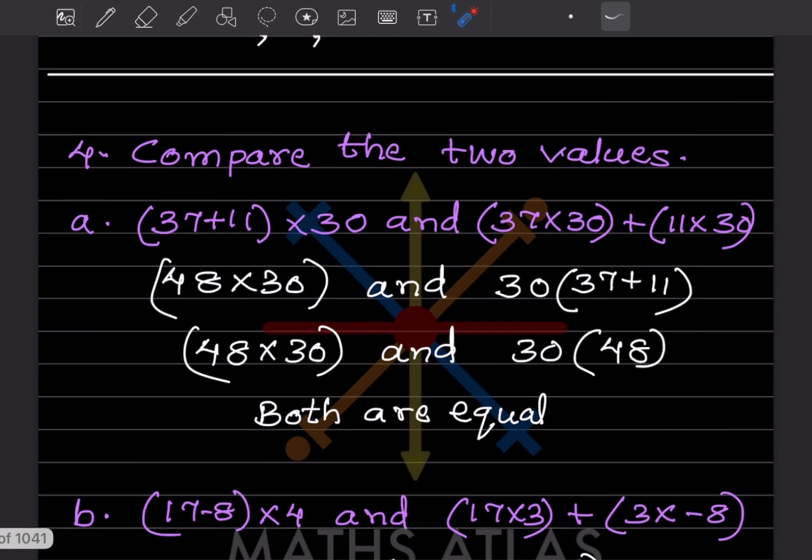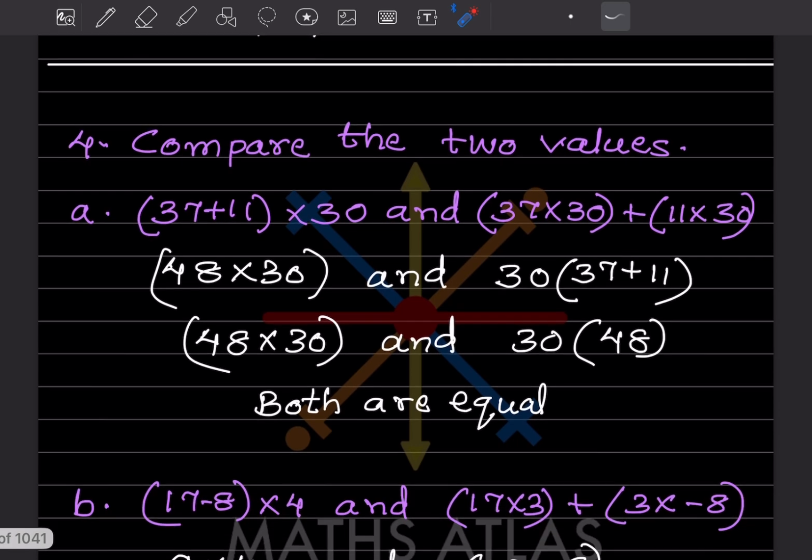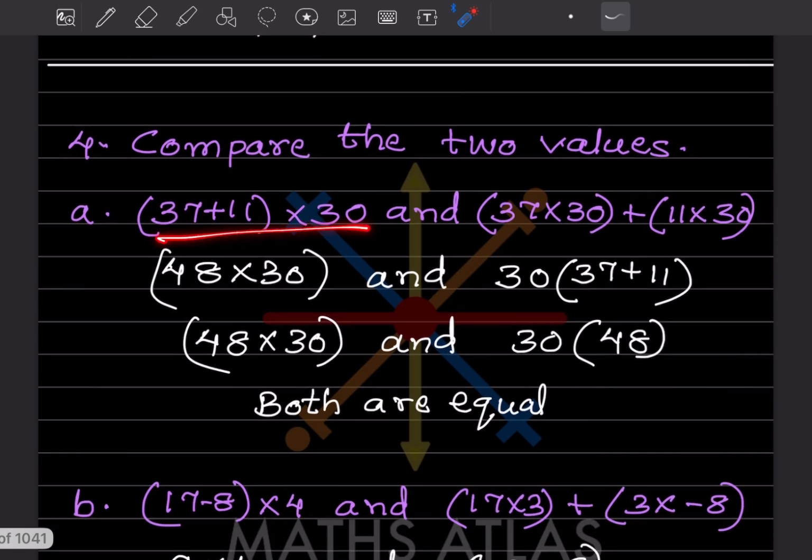Now here compare the two values. So now this is the first part, this is the second part. When you add this one, that is going to be 48 into 30, and from this one you can take, these are the two parts, so we can take 30 common, so remaining is 37 plus 11. This stays the same. So this will be 30 and this will be 48. Here there is a multiplication sign. So 48 into 30 and 38 into 48. So both are equal.